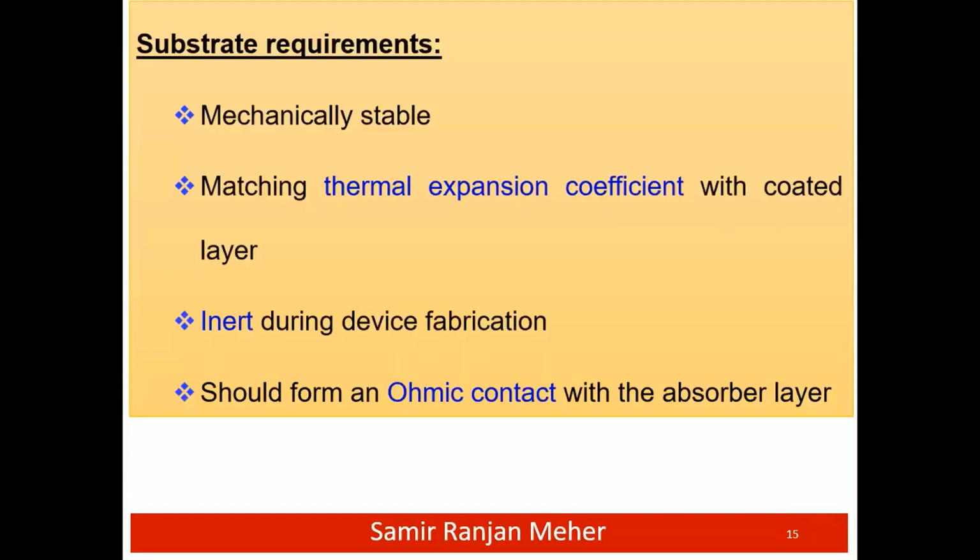Then there are few important properties of the substrate. We cannot choose any substrate which we feel like. It should be mechanically stable, so that the cell has to be stable. It should not be very much fragile. The thermal expansion coefficient should match with that of the layer which is being coated on top of it. It should be inert during the device fabrication, and most importantly, it should form an ohmic contact. It should not form a Schottky barrier with the absorber layer.